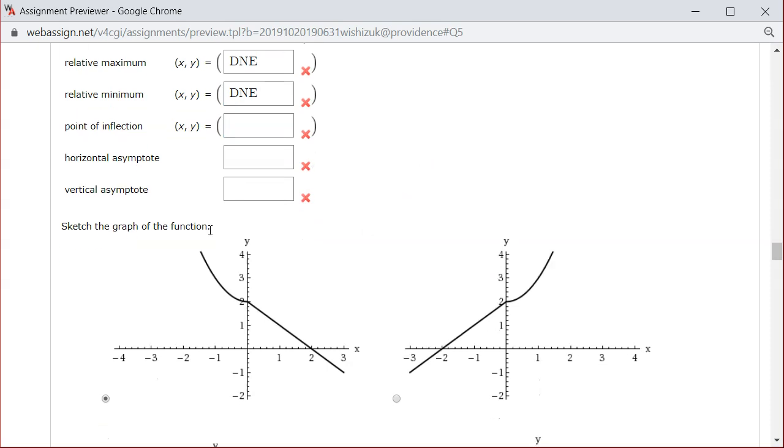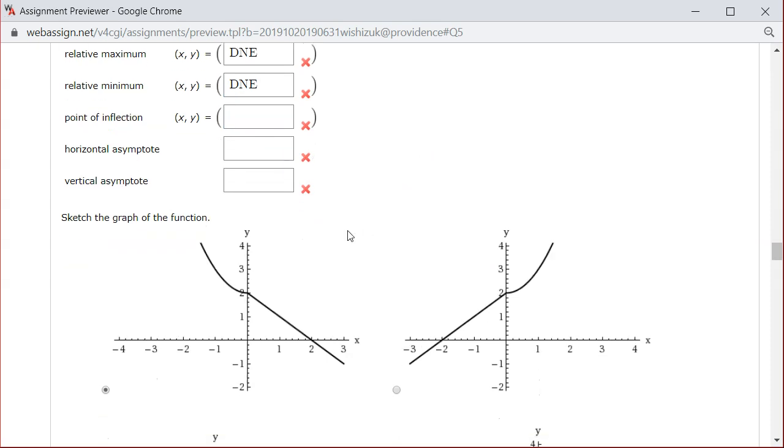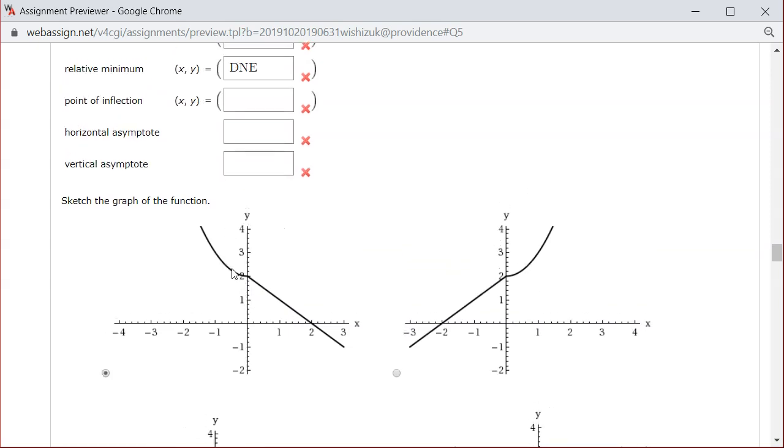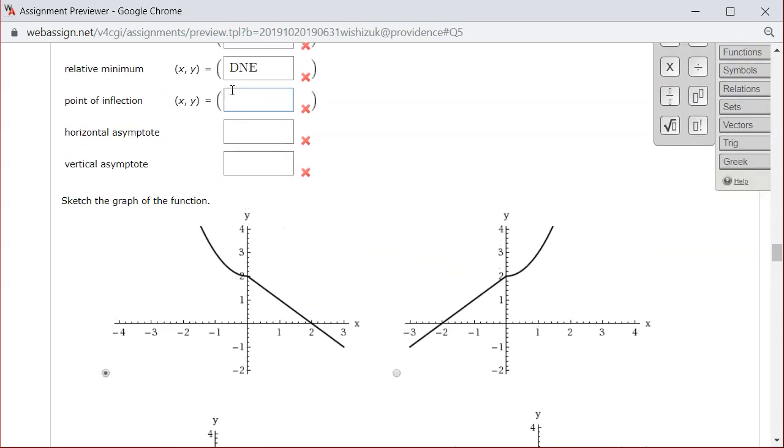Point of inflection. The concavity here is positive, I mean concave up. This is a straight line, so it's not concave up or concave down. And there's no tangent line there, so this cannot be an inflection point. So there's no inflection point either, so it does not exist.